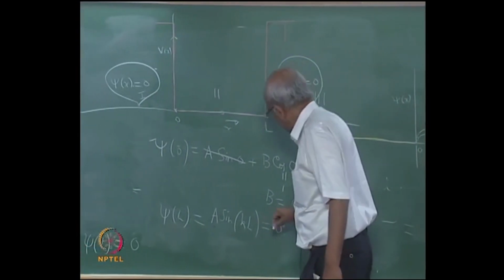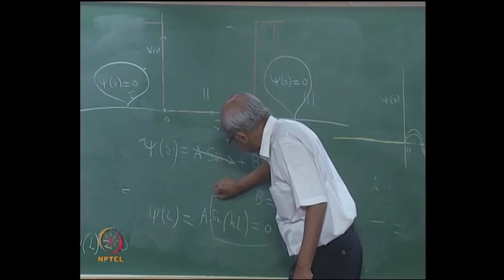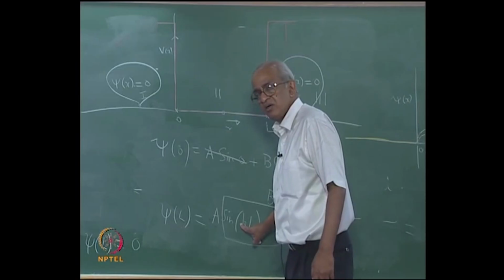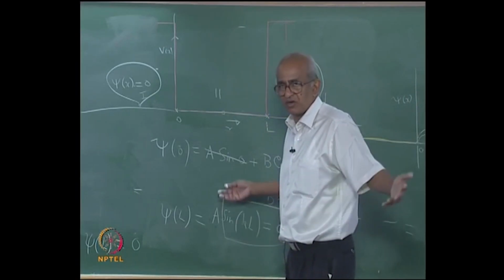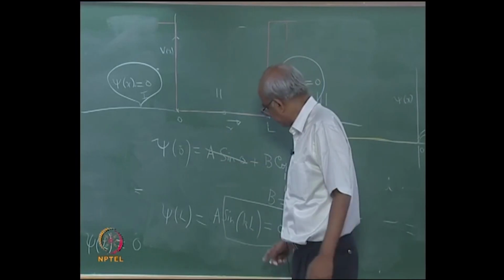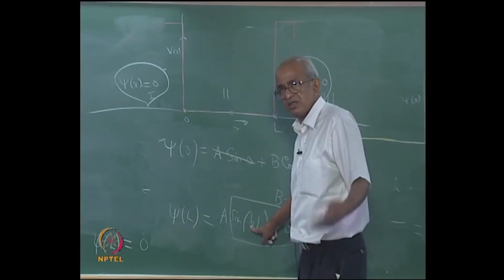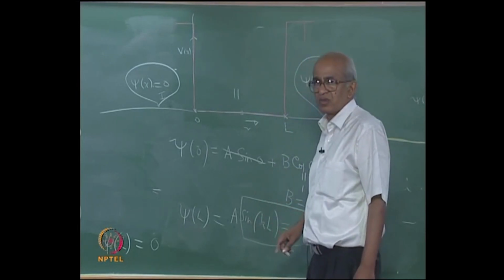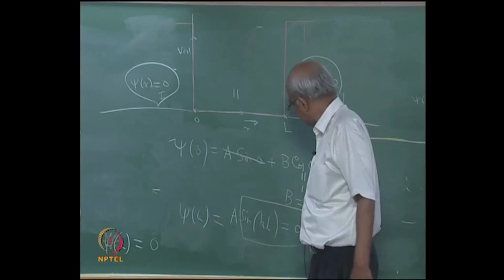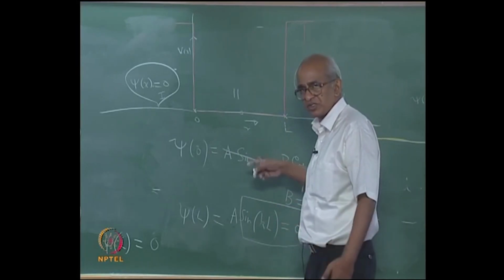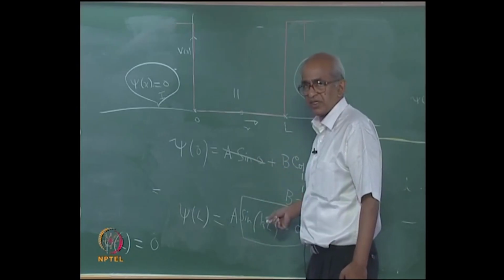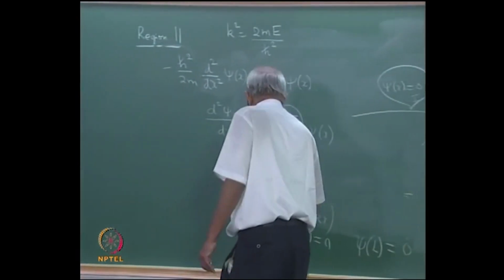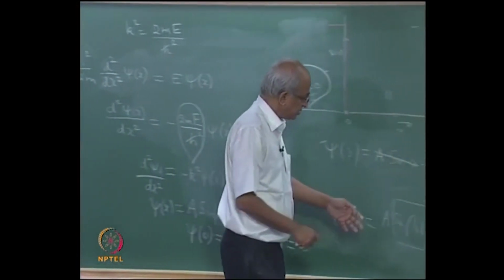Therefore, the only possibility is that sin kL must be equal to 0. L is the length of the box, which we cannot change. You have a box of a given length, but this k is something that we can choose. So we have to have sin kL equal to 0. Only if sin kL is equal to 0 would I get an acceptable solution of my time independent Schrodinger equation. So if kL is equal to what would this be satisfied?